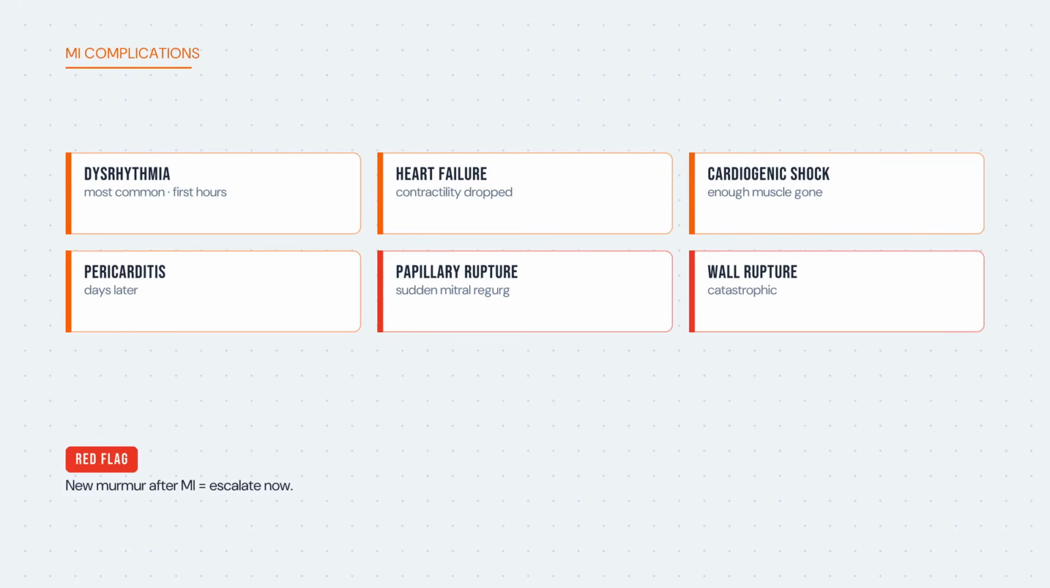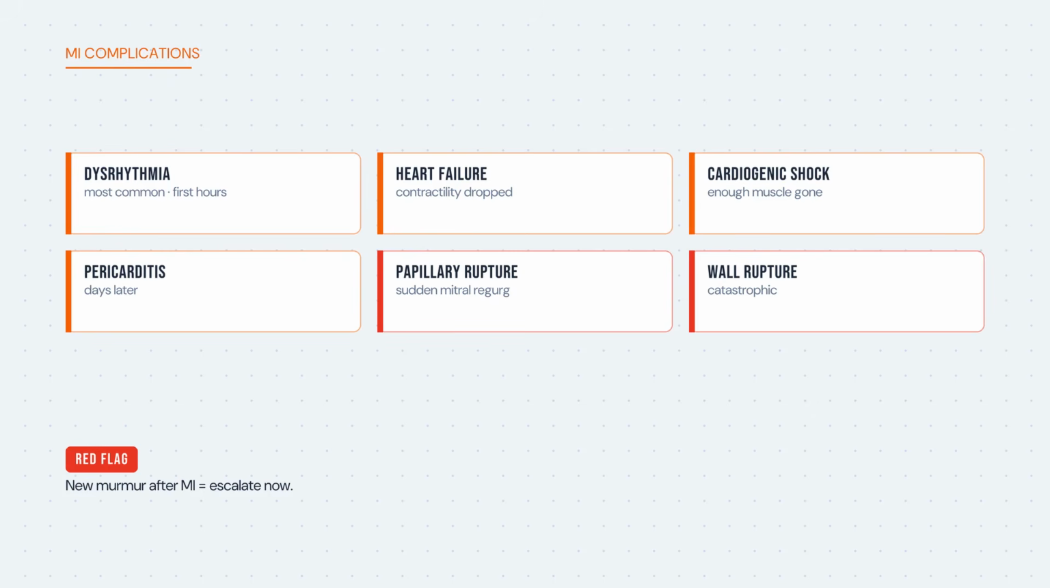After the infarct, watch for what the dead muscle causes. Dysrhythmias, most common, and most likely in the first hours. Heart failure, because contractility just dropped. Cardiogenic shock, if enough muscle is gone. Pericarditis, days later, from the inflamed surface.